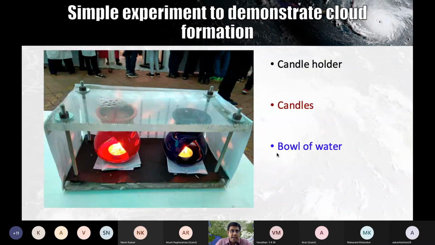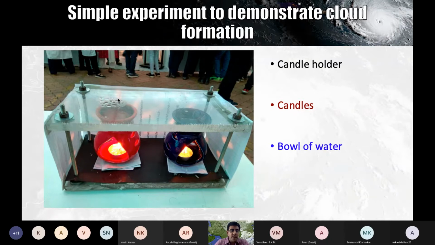This is something that we do here to demonstrate cloud formation. We take a candle holder and two candles. One of them I fill with water, the other has no water. Just to show that you don't need boiling water for formation of vapor, because this is not steam, this is vapor. So vapor can form even during convection. Because of convection, the air parcel rises up and it condenses into clouds. So this is a simple experiment to demonstrate cloud formation.